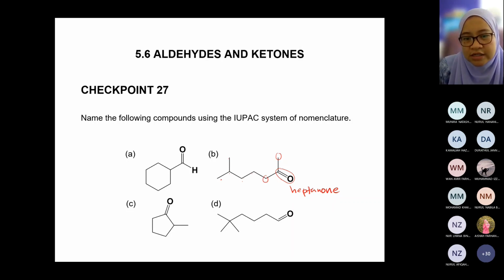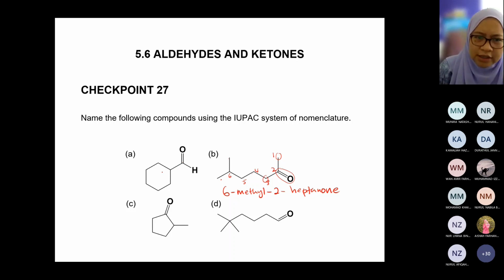ketone. So this carbonyl group is located at carbon number 2 because we're going to start numbering from this end. So it is 2 heptanone and then 1, 2, 3, 4, 5, 6. Okay, at carbon number 6 we have methyl group, 1 methyl group. So it is 6 methyl group. 6 methyl 2 heptanone. Okay, alright, maybe we can try A.